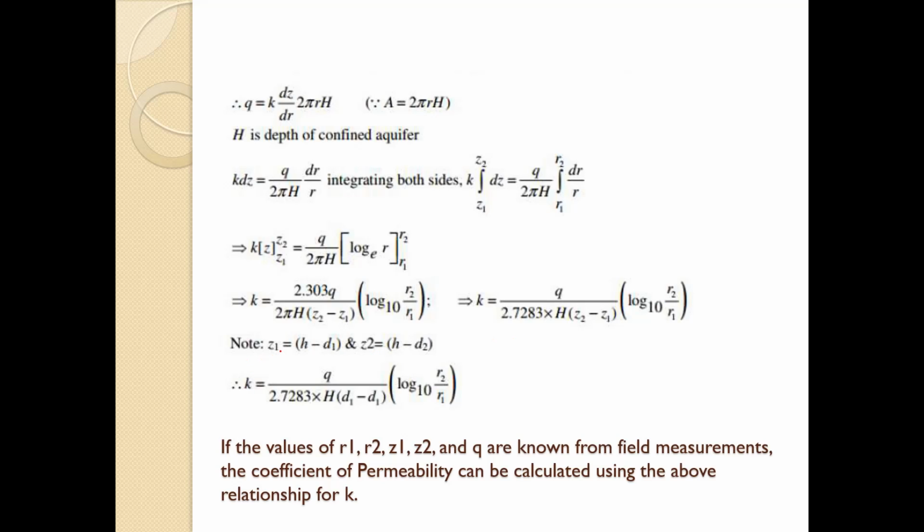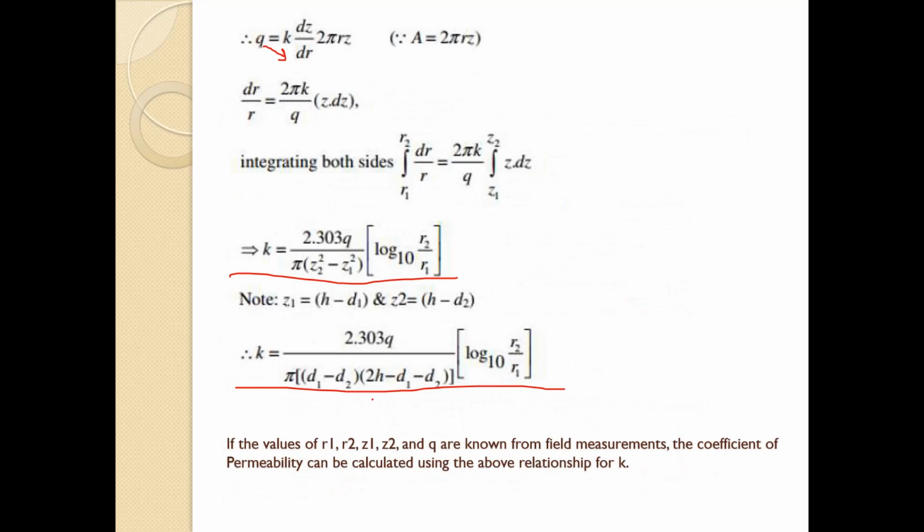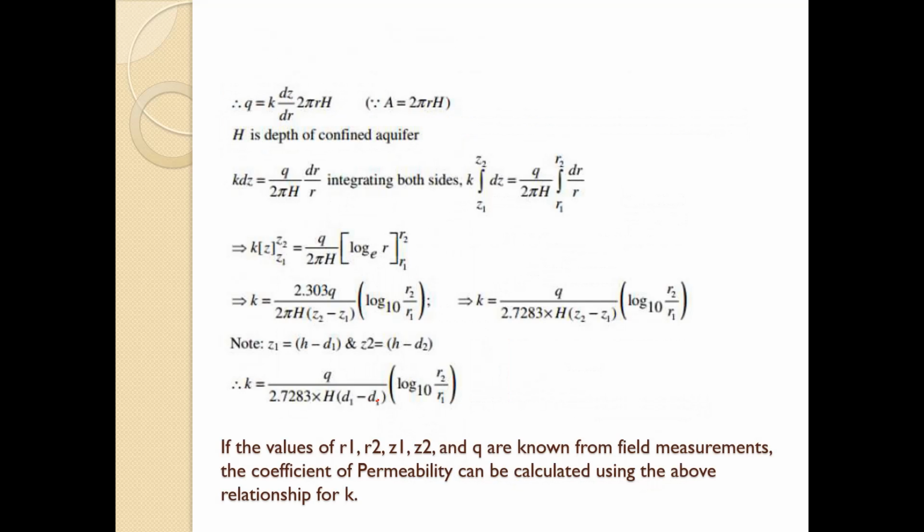Again note that z1 is h minus d1 and z2 is h minus d2. So finally we get K equals Q divided by 2.7283 into h into (d1 minus d2) and log 10 to the base of r2 to r1. If the values of r1, r2, z1, z2 and Q are known from the field measurements, we can calculate the coefficient of permeability by using these equations, or we can use this equation for the calculation of K.